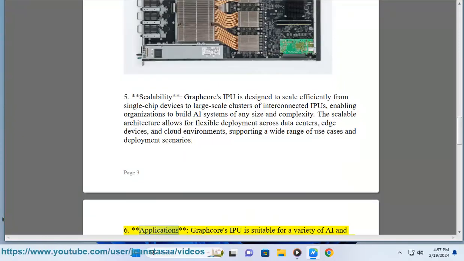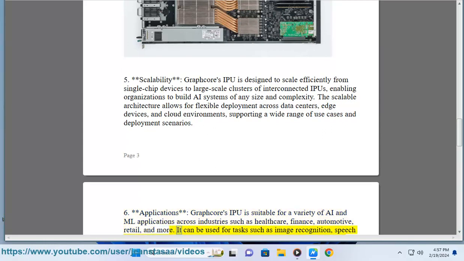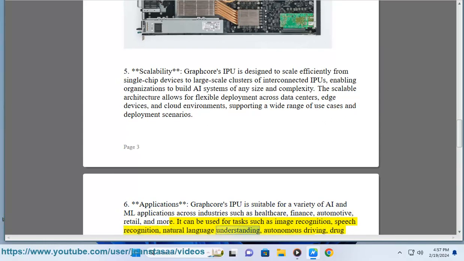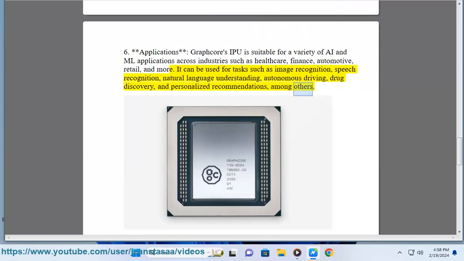6. Applications: Graphcore's IPU is suitable for a variety of AI and ML applications across industries such as healthcare, finance, automotive, retail, and more. It can be used for tasks such as image recognition, speech recognition, natural language understanding, autonomous driving, drug discovery, and personalized recommendations, among others.